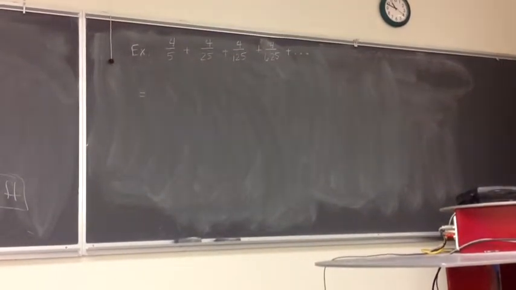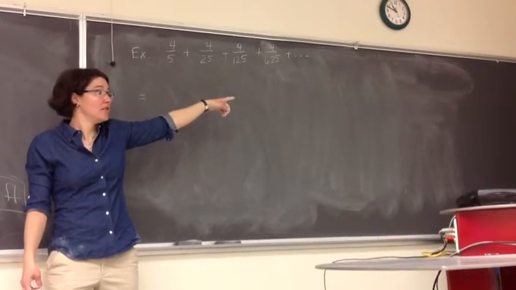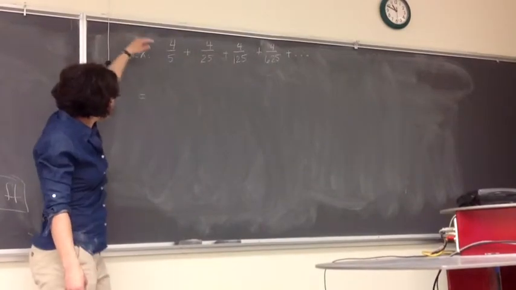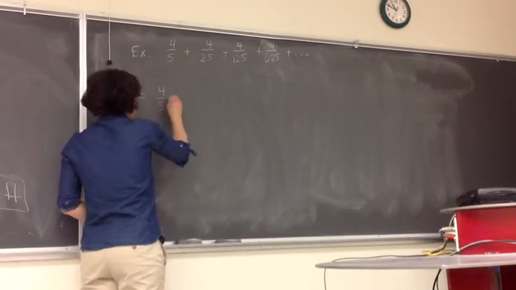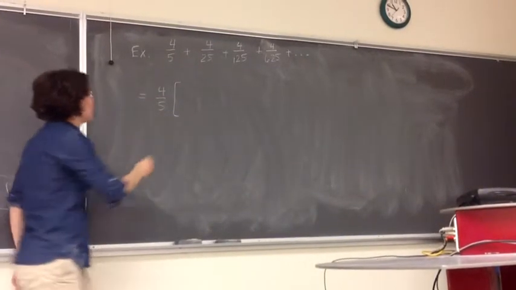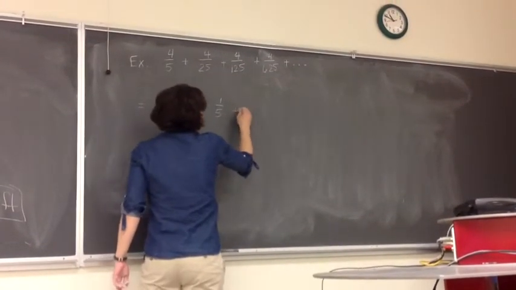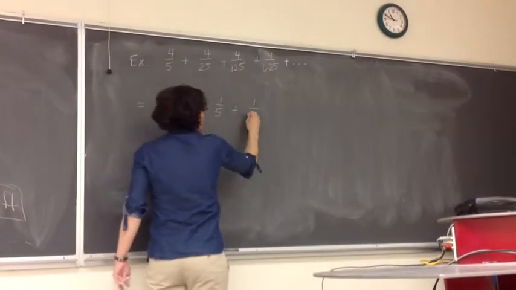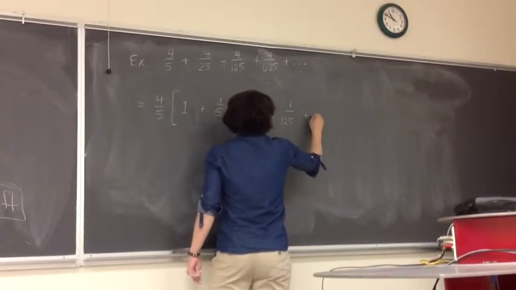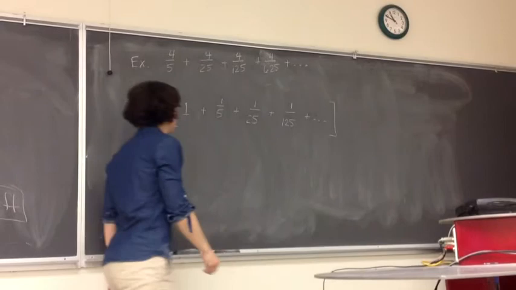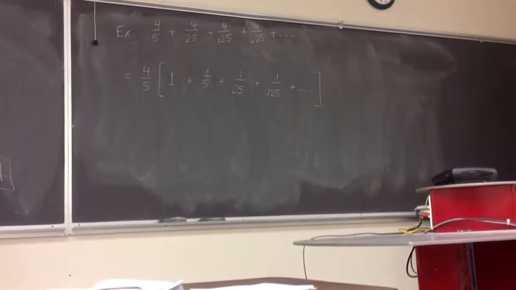All right, so the first thing I want to do is look at this series and say, can I factor anything out? Yeah, I can factor out a 4 on the top, and I can factor out a 5 out of the bottom, so let's go ahead and do that. We have 4/5. And we're left with 1 plus 1/5 plus 1 over 25 plus 1 over 125 plus dot, dot, dot. All right, so I've got this sum. I factored out a 4/5.